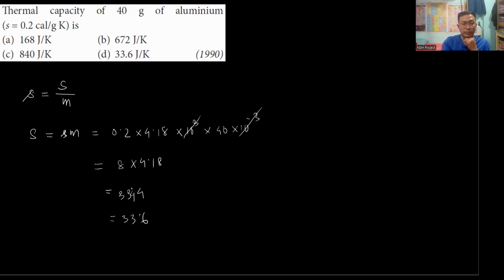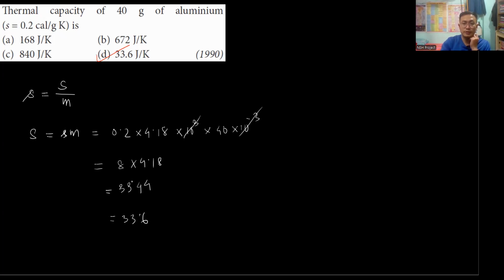Whether to use 4.18 or 4.2, sometimes 4.18 is given, but when 4.2 is given you use 4.2, like 9.8 or 10.